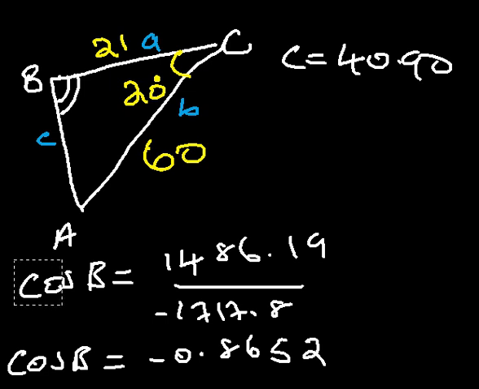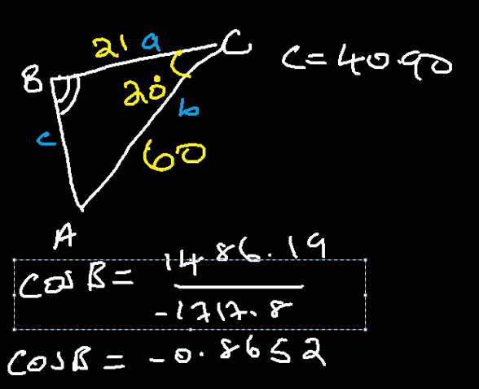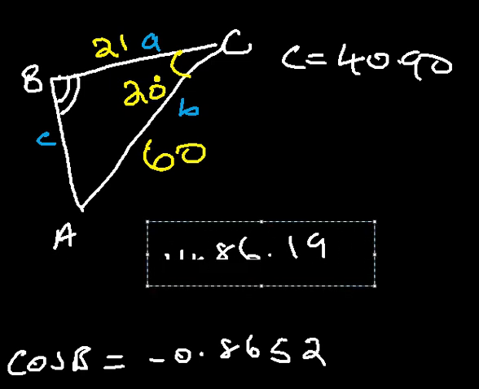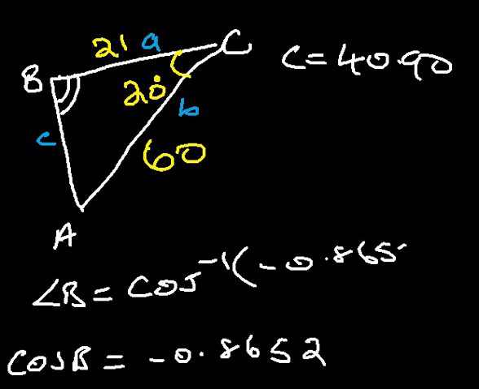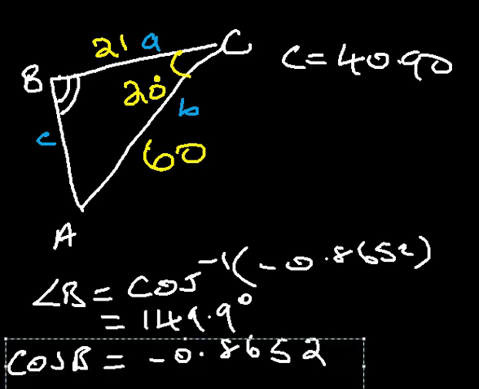Then we have to calculate the value of the angle B. That will be given as the cos inverse of negative 0.8652, and the angle is given as 149.9 degrees, to 1 decimal place. So that is the value of the angle B in that case.